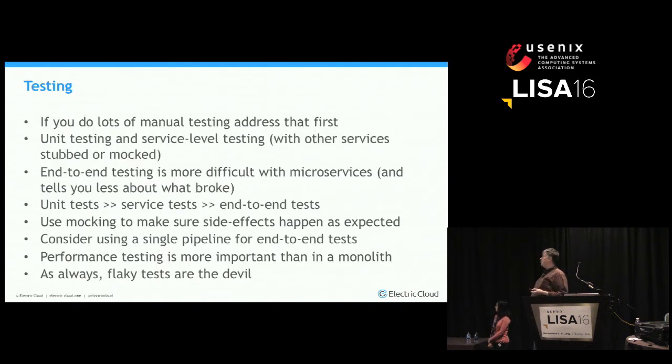So I've said this before, I'll say it again. If you're doing lots of manual testing, address that first. Don't even think about going down the microservices route. Don't think about continuous delivery. Don't think about DevOps. Don't think about anything until you've fixed manual testing. That's generally one of the biggest areas of slowdown and problem that we see.